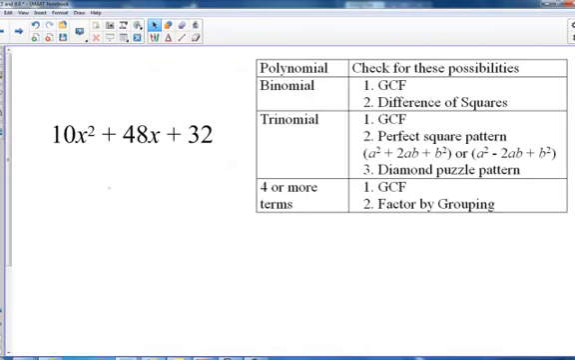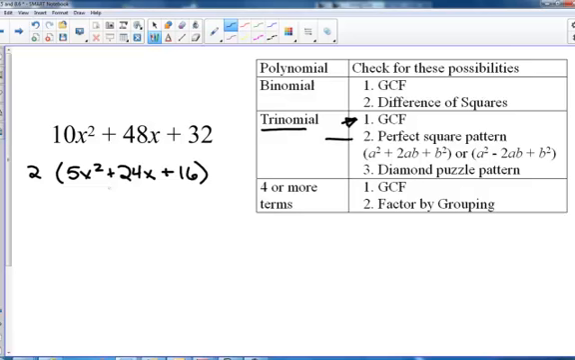So this is our first problem. The first thing I see is it's a trinomial, so I'm going to see if there's a greatest common factor, and by golly, there is. It's a 2. Now that I have the greatest common factor out, do I have perfect squares? 5 is not a perfect square, 16 is, but 5 is not, so this will not work. So now I'm going to do the diamond puzzle.